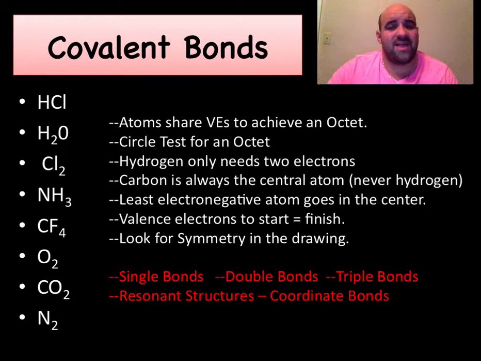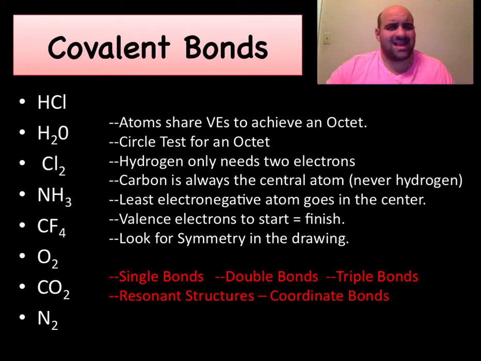Atoms are going to share valence electrons to achieve an octet. They want to be like the noble gases. They're going to share electrons so their totals get up to 8, and there's going to be a circle test for the octet. Recall that hydrogen doesn't need an octet. Hydrogen wants to be like helium, so hydrogen only needs 2 electrons to be stable.